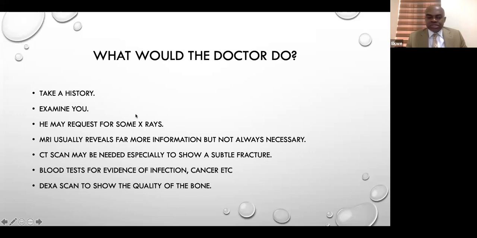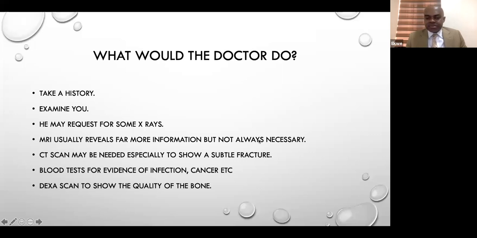Sometimes we request for x-rays. Many times the x-rays are just to give us a baseline or to rule out more serious things like sometimes cancer and things like that. You can just see them, tuberculosis. You can see evidence that may make you ask for more things. If you really want to see more, then you need to do an MRI.